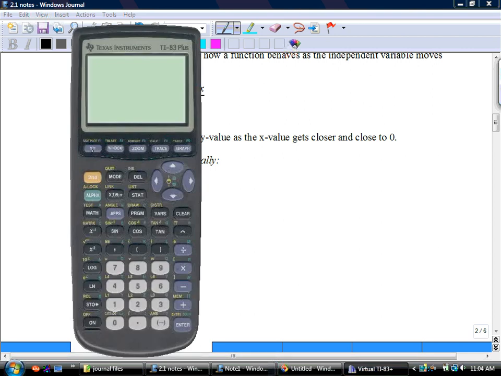So what I want you to do is type y equals sine x divided by x. Window settings: just make your y min and y max smaller, make them 2s. I just leave the x values as 10s, they're fine. Y min is negative 2 and y max is positive 2. Hit the graph button. Everybody got that picture there?